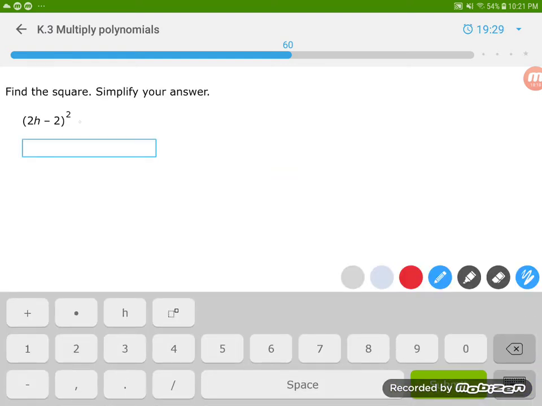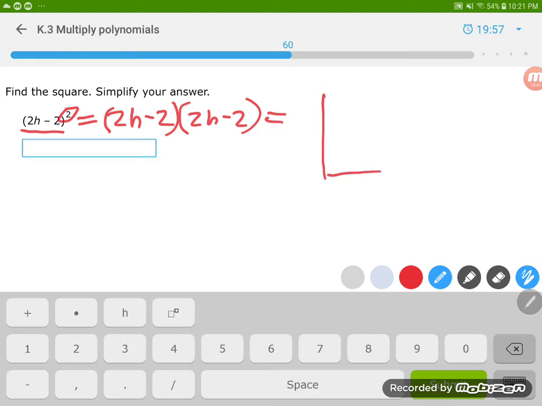Great. Another perfect square. Right? And we actually call this a binomial squared. Kind of makes sense why we do, because it's a binomial and it's being squared. But remember, this can be written as 2h minus 2 with a 2h minus 2. Right? Two of these terms being multiplied together. And so we can now write this as a box that will look like this.